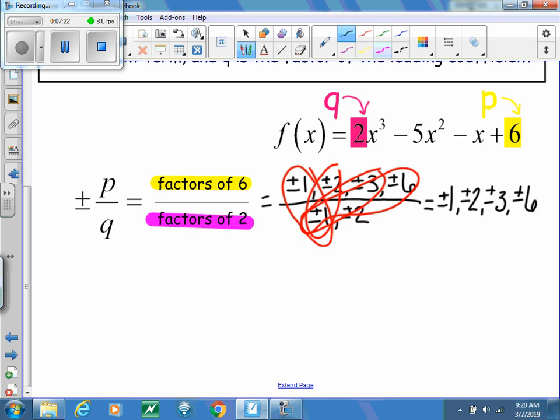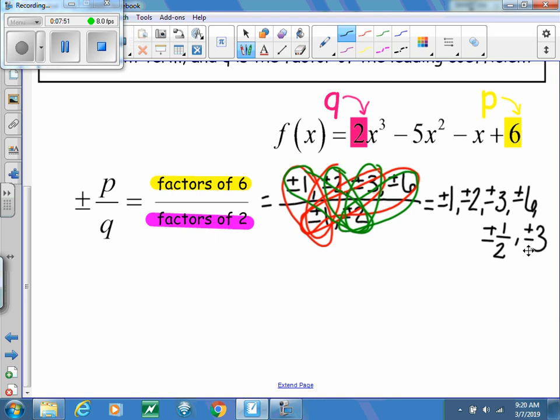These right here are all possible solutions to our polynomial. I also am going to have 1 over 2, 2 over 2, which is 1, 3 over 2, as well as 6 over 2, which is 3. So really I'm just adding on an additional 2 more here, adding on plus or minus 1/2, as well as plus or minus 3 over 2.